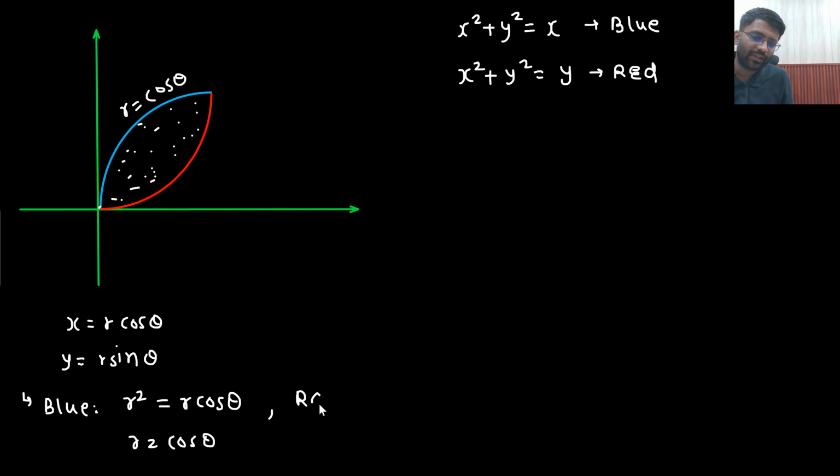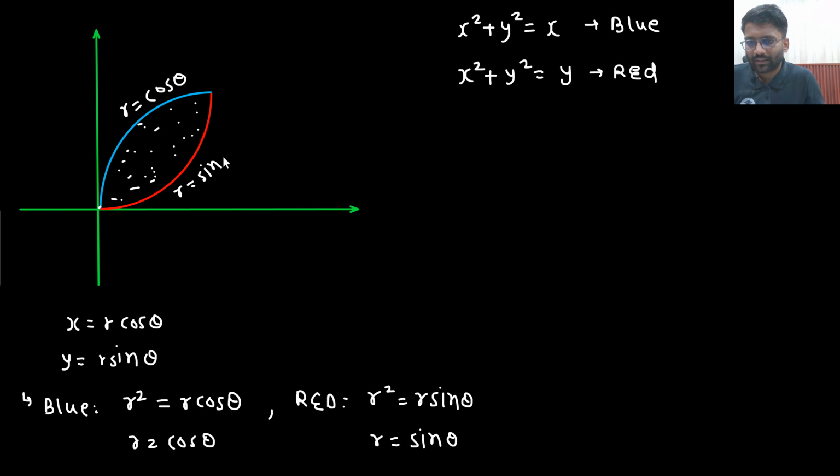And for the red color, what will be the equation? Which is pretty obvious. The equation will be r square equals r sin theta. The value of r is sin theta only. So for the red color, the value of r is sin theta.